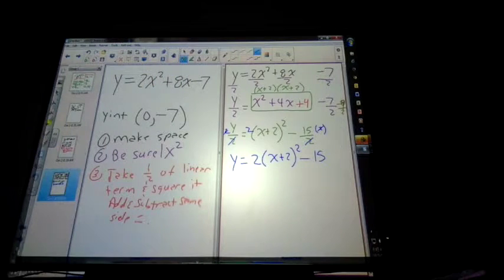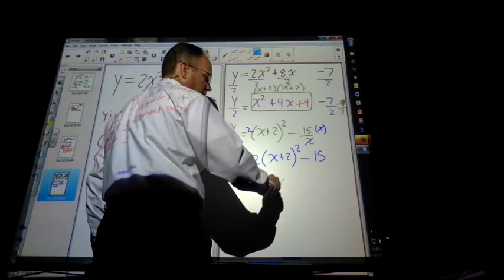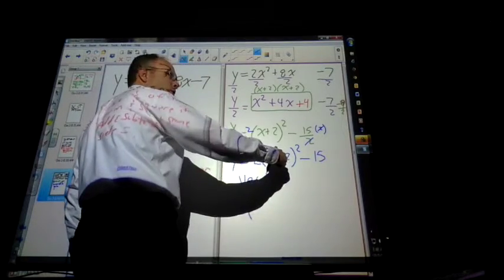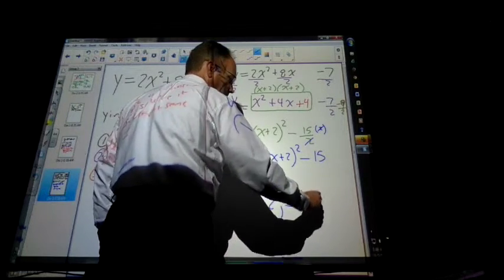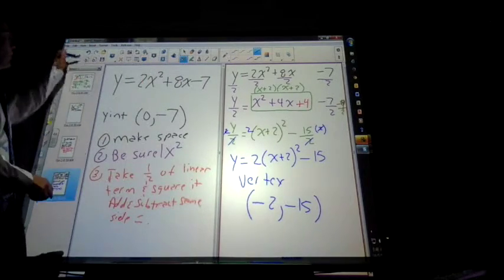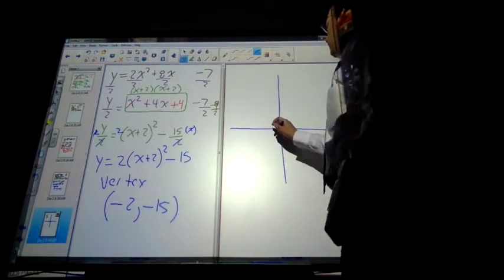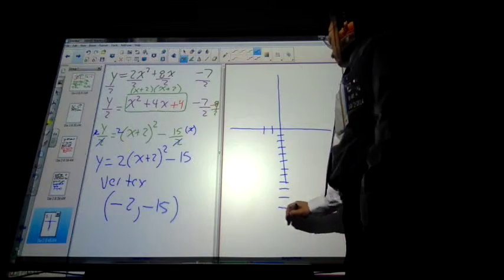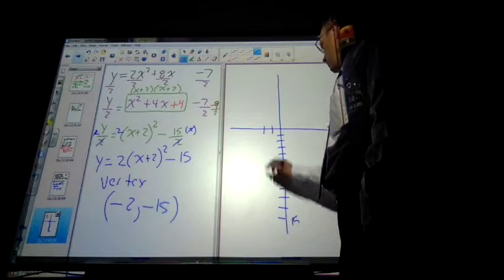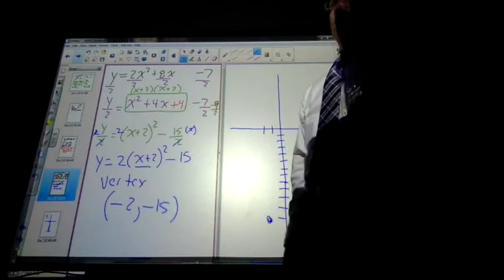This is now what's called vertex form. It's in the form of vertex. Okay? In order to find the vertex now, you take your opposite inside, opposite of positive 2 is negative 2, same outside, negative 15. So with that now known, if I graph it, negative 2, negative 15. It's opposite inside, same outside.